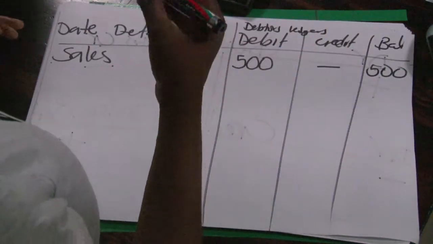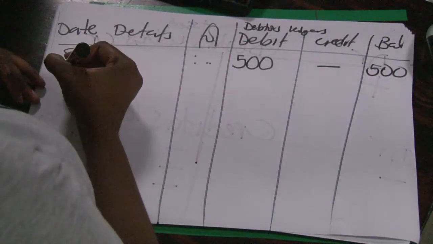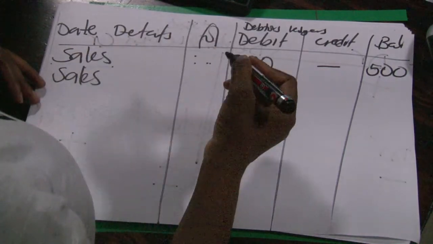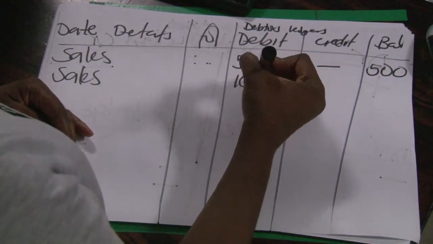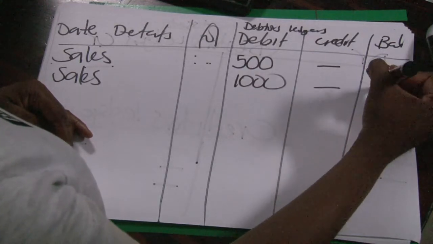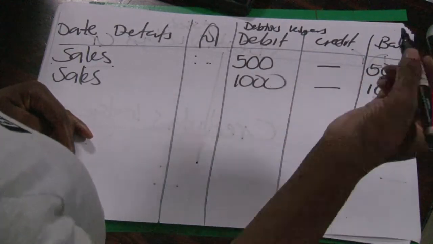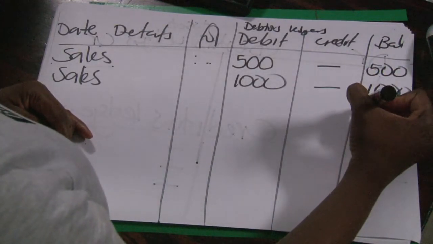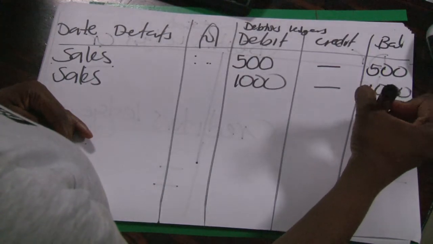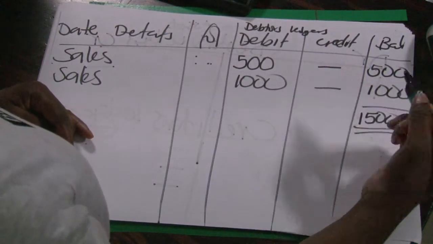Okay, then the next day Pandureni bought goods on sale from us worth 1,000 Namibian dollars. No credit, this is 1,000. Okay, so at the end of the month, this is going to be a total balance of 1,500.